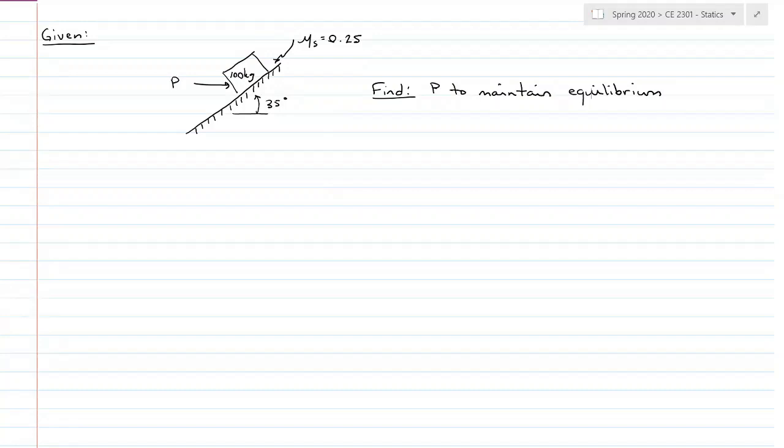Okay, so maintain equilibrium, keep it where it is. So it's not letting it slide down and not letting it move up. So my solution is going to start with keep it from slipping down.